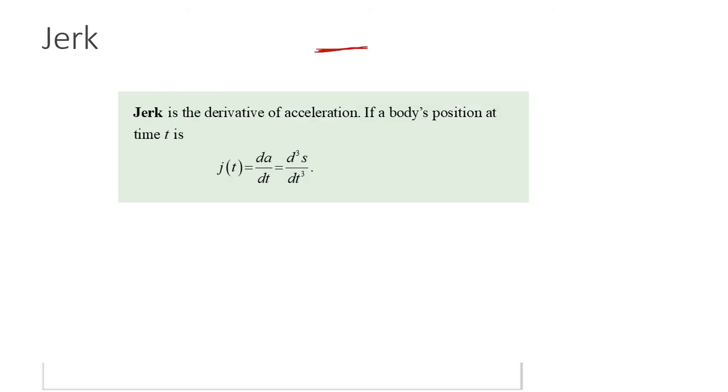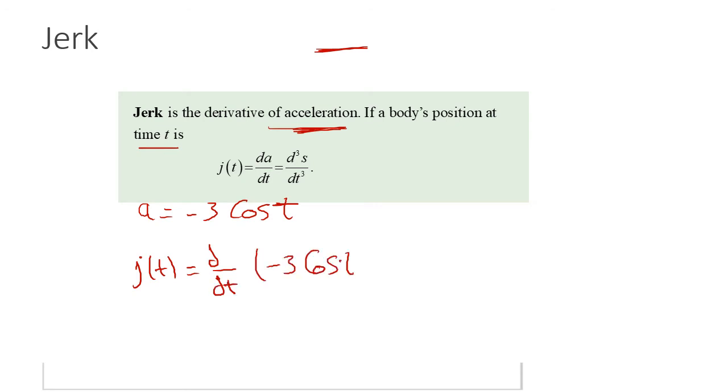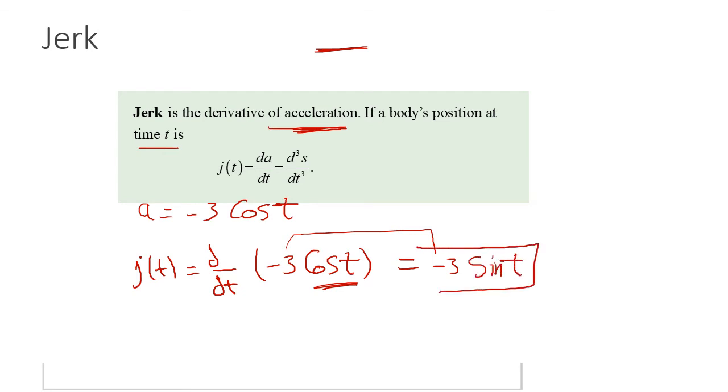The jerk is the derivative of the acceleration, if a body is moving with position at time t. So if I wanted to find the jerk of a movement of a body, I find the derivative of the acceleration. In the last example, the acceleration was negative 3 cosine t. So if I wanted to find the jerk at t, I'm going to take the derivative with respect to t of negative 3 cosine t. Negative 3 is a constant, and the derivative of cosine is negative sine, so it's negative 3 sine t.